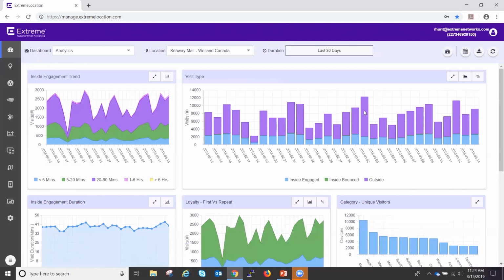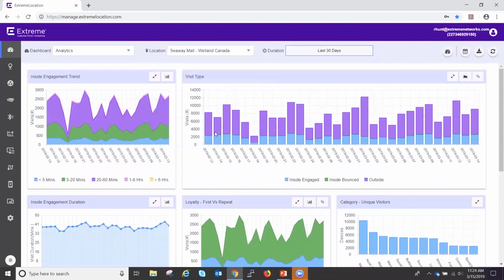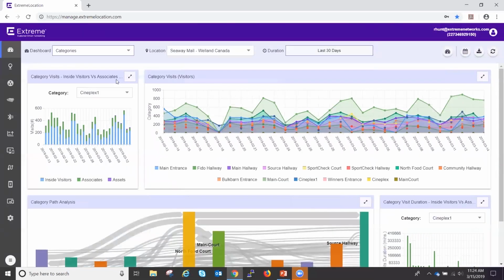Here, we can see that on March 2nd, we had just over 12,000 visitors at this specific location. What the owner wants to know is, was there an event happening there? Was it a Saturday or a Sunday? We can see the trends here on the weekends and the comparisons to the in-week and historical trends. We can also track loyalty, so we can see how many visitors are repeat over specific periods of time.